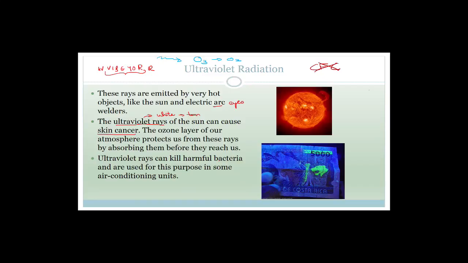And as you can see here, it can also be used as, what they've done here, which is quite clever as well, is they've used a mark on this Costa Rica note, okay? And what they do is, you can't see it with the naked eye, but if you put it under UV light, you will actually see this. So that proves that this is actually an authentic note. Right, so those are all the things you need to know about ultraviolet radiation.